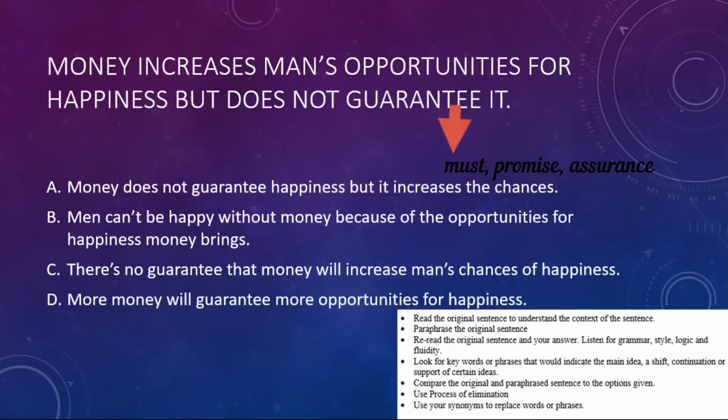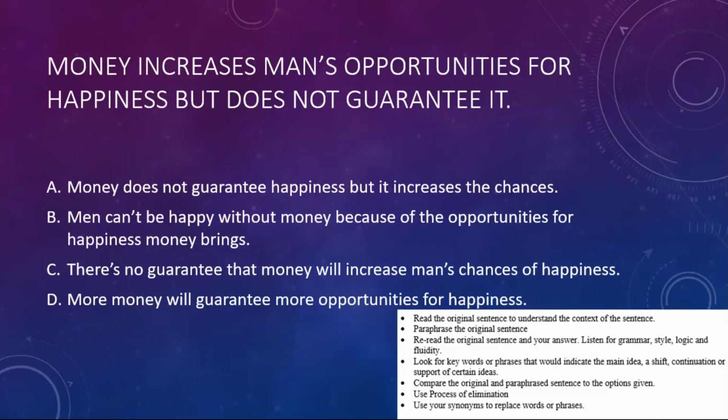It isn't a guarantee. Clearly, the original sentence is suggesting that money can allow us as individuals to gain more opportunities to be happy, to find happiness. But having money does not guarantee that we will be happy. We are looking for a sentence that says that having money increases our chances of being happy, but it is not a guarantee. It is not set in stone.